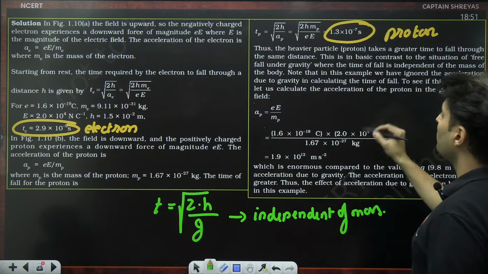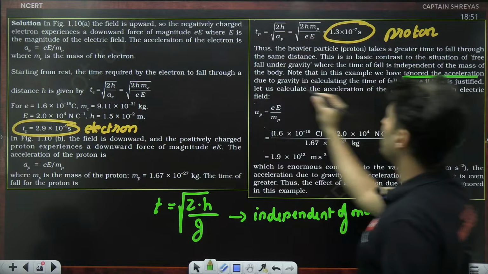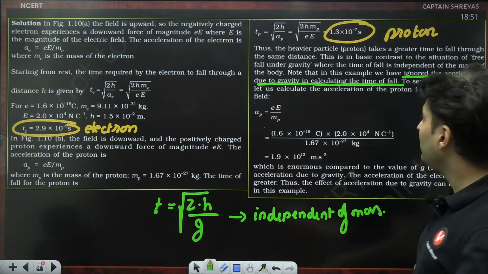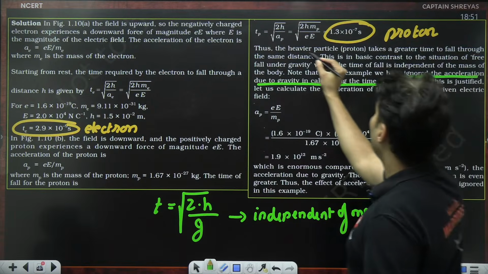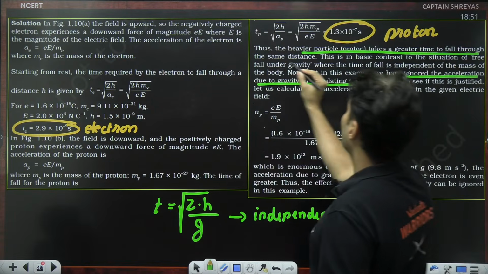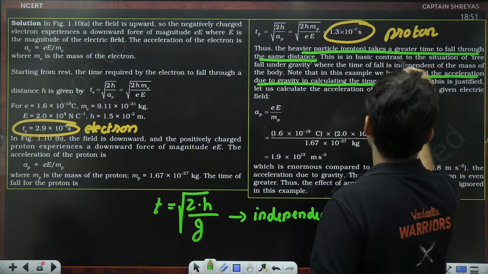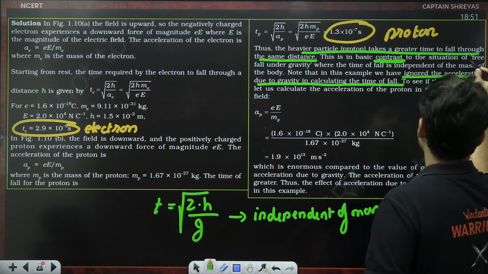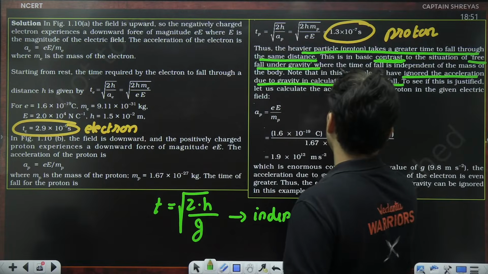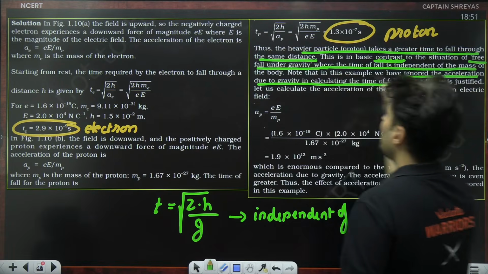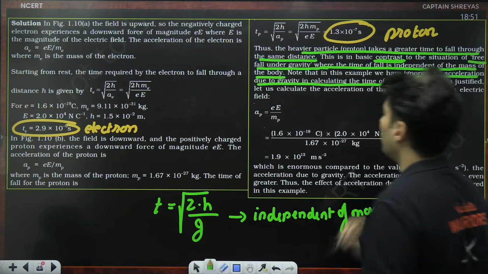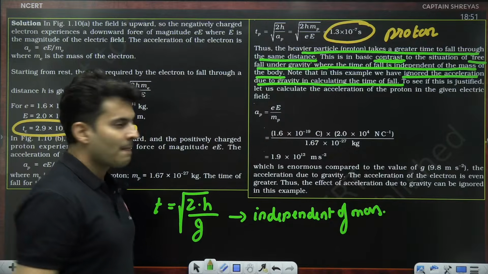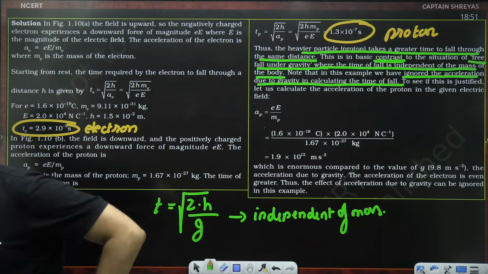So this is very, very important: we have ignored the acceleration due to gravity because gravity is a very weak force. Also, the heavier particle took more time for the same distance. This is in contrast, very, very important, to free fall under gravity, where the time of fall does not depend on the mass of the body. Is that clear till this point?